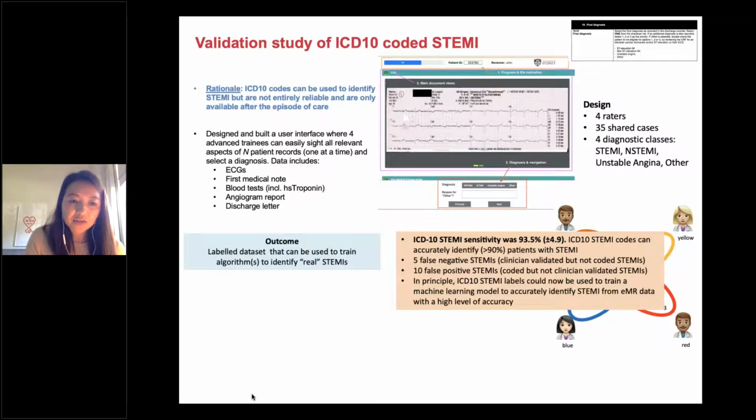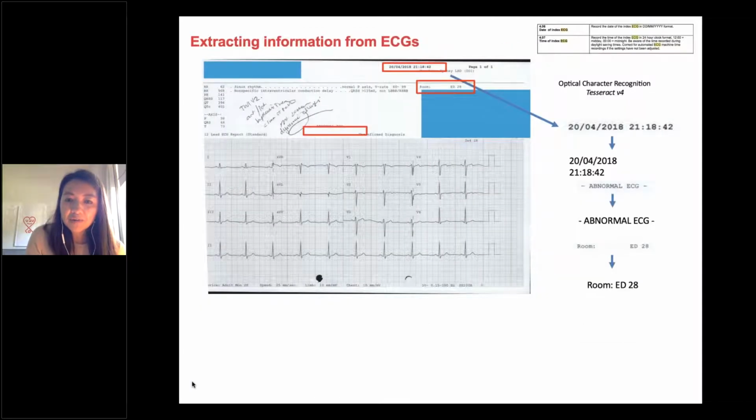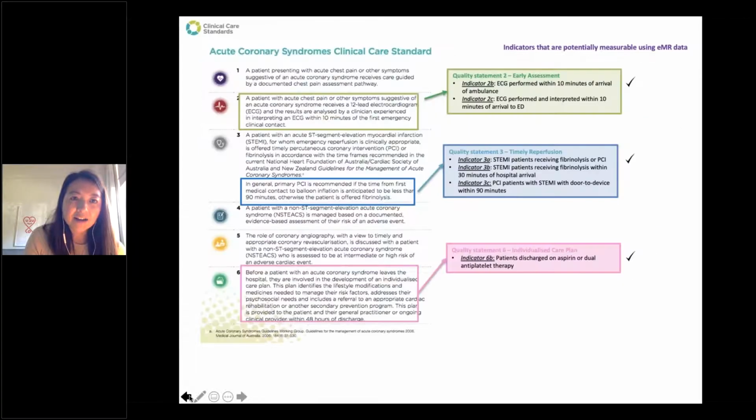So the next part of the project was to examine whether this data could be used to measure clinical quality safety indicators for acute coronary syndrome. You may be familiar with these guidelines put out by the Australian Commission on Safety and Quality in Health Care. We looked at these guidelines and chose indicators that could potentially be measurable in the EMR. For instance, ECG performed within 10 minutes of arrival, timely reperfusion, so did STEMI patients receive a door-to-device time within 90 minutes, and then whether they were discharged on relevant medications.